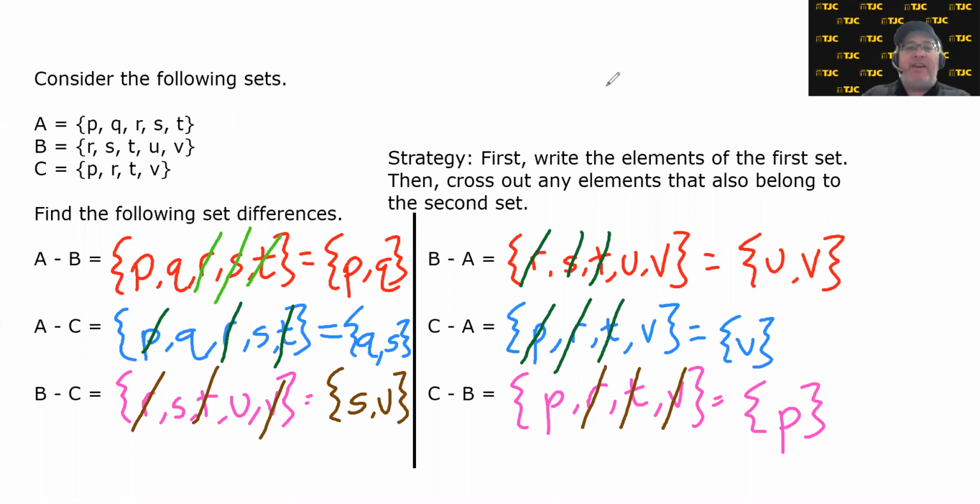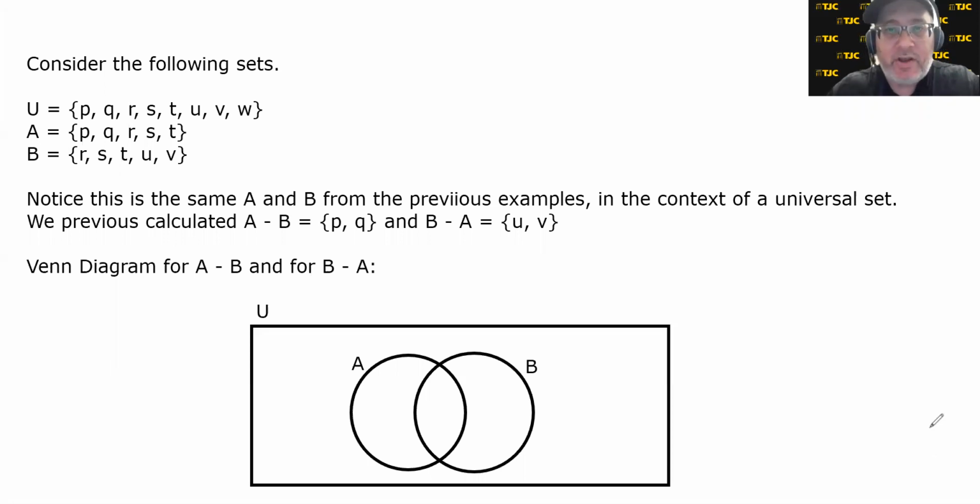Now, you don't have to write out one set and cross out the letters to figure out the difference. You can do it visually. You can look at set A and say, if I threw out the letters that belong to set B, that would be R, S, and T. I throw those out, I'm left with P and Q. There's my answer to A minus B, et cetera. But the visual way is to write the first set and then cross out anything that also belongs to the second set. A couple more things to wrap up this video.